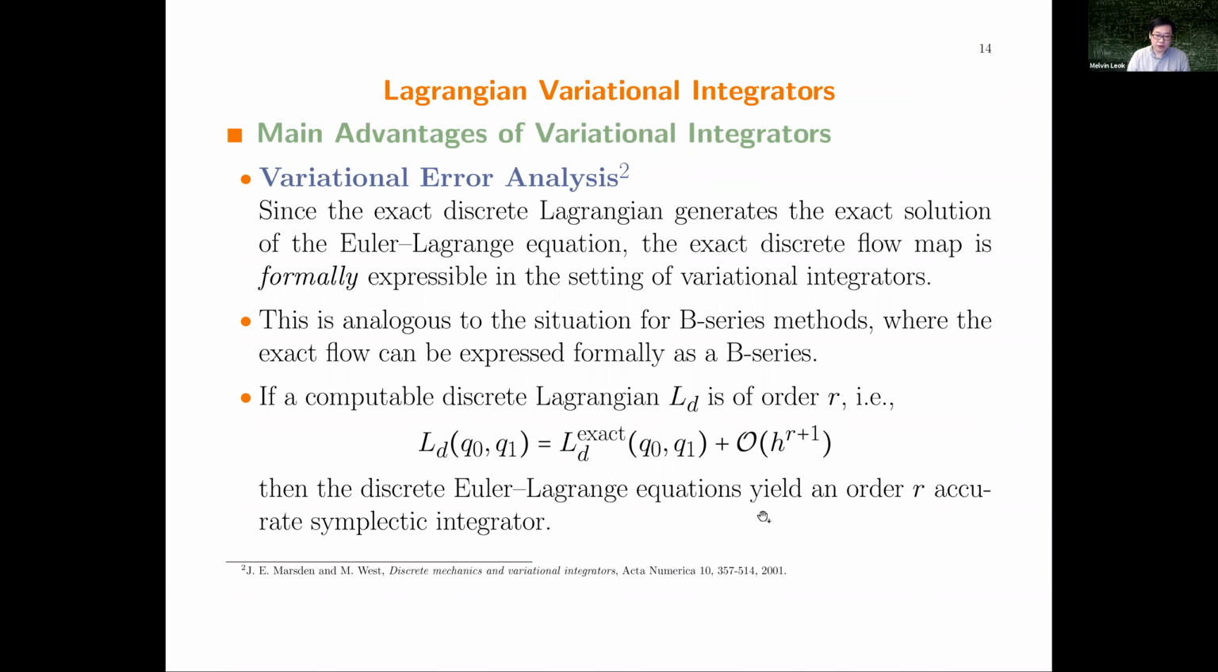I should say that in addition to that, we also have certain results which tell you how to systematically construct computable discrete Lagrangians with a given order of accuracy, and they turn out to be related to the best approximation properties of the function spaces you work with, for example.